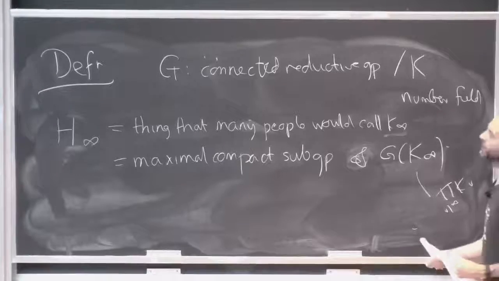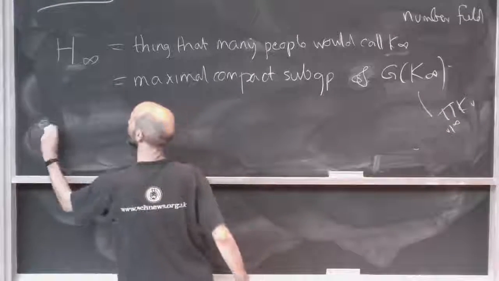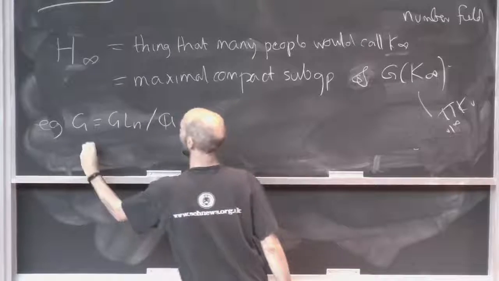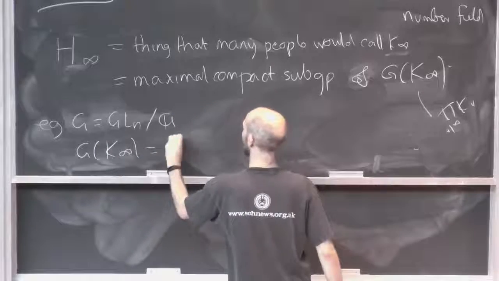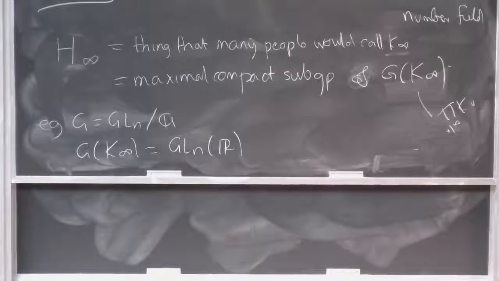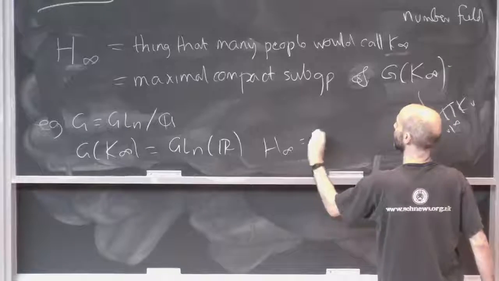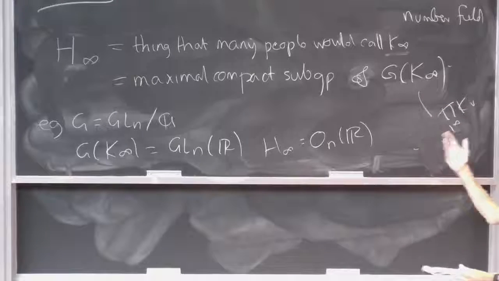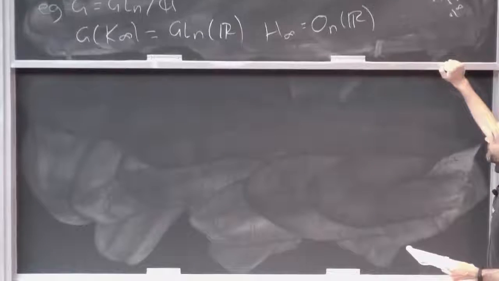So of course the example you want to keep in your head is, e.g., G is GLN over Q, then G of K infinity is GLN of R, and I need to come up with a maximal compact subgroup of this, and so H infinity is going to be ON of R. Orthogonal matrices. So there we go. That's an example of what H infinity looks like. So we saw that, when we did GL2 plus, we saw H infinity plus, which was SO2R, showing up earlier.